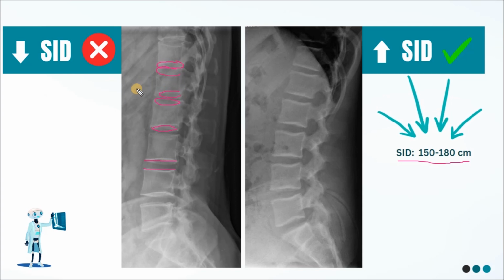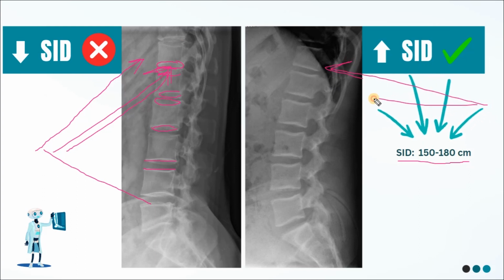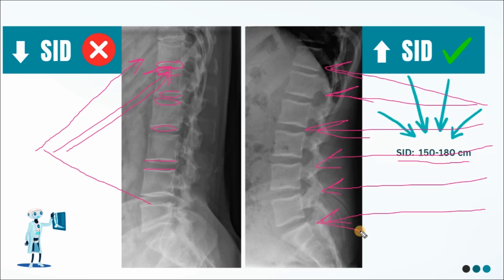And the reason behind it is when you implement a short SID, the beam divergence is far more than when you have a long SID. So the beams are going with more angle in between the disc spaces. But if you have a long SID, the beam divergence is far less. So almost all of the beams go exactly perpendicular to the disc spaces.